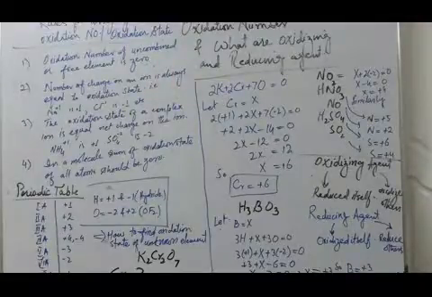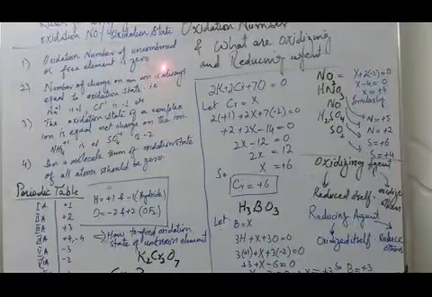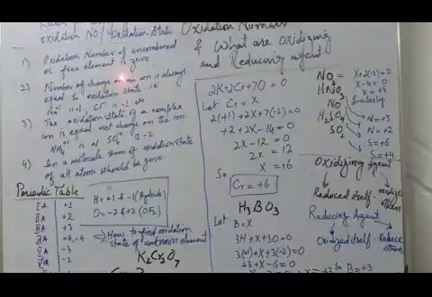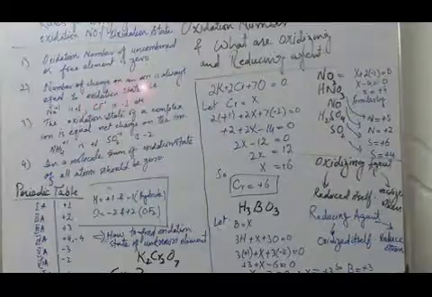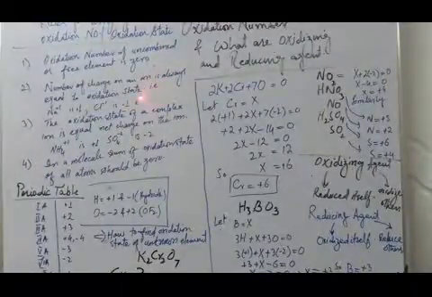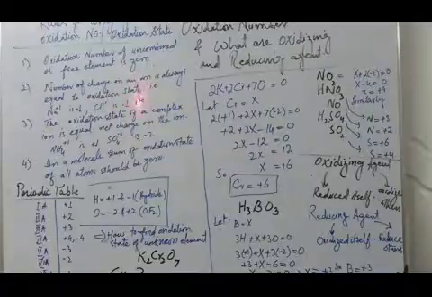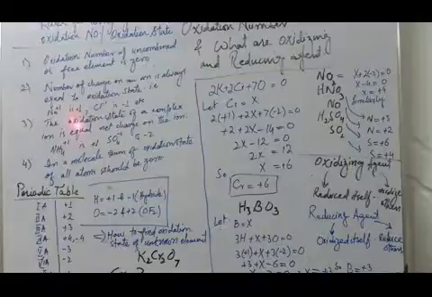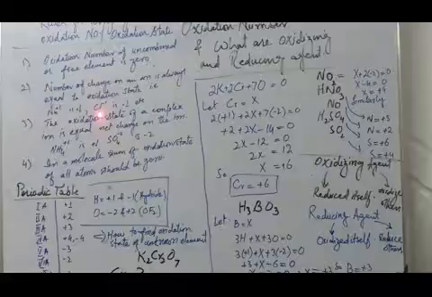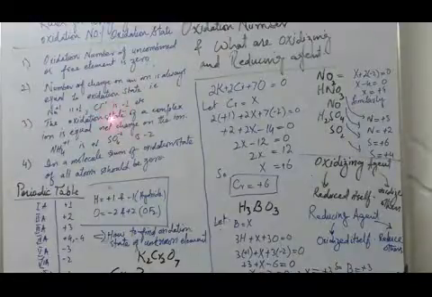The first rule is the oxidation number of an uncombined or free element is always zero. The uncombined or free element is that element which exists in free state, like sodium, potassium, rubidium, etc. Second, the charge on an ion is always equal to the oxidation state. For example, sodium ion has +1 charge, so its oxidation state will be +1. Chloride ion has charge -1, so its oxidation state will be -1, etc.